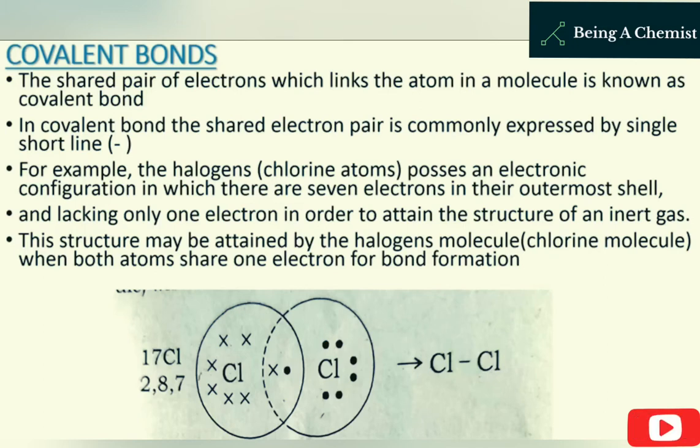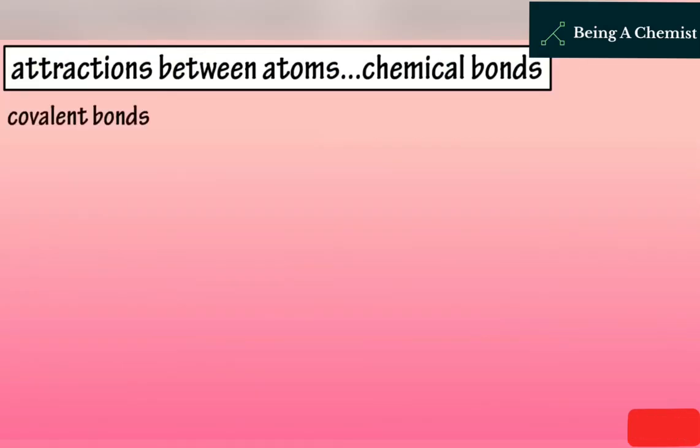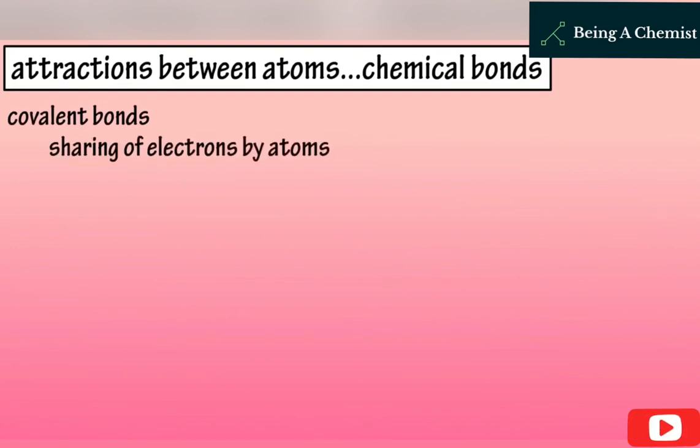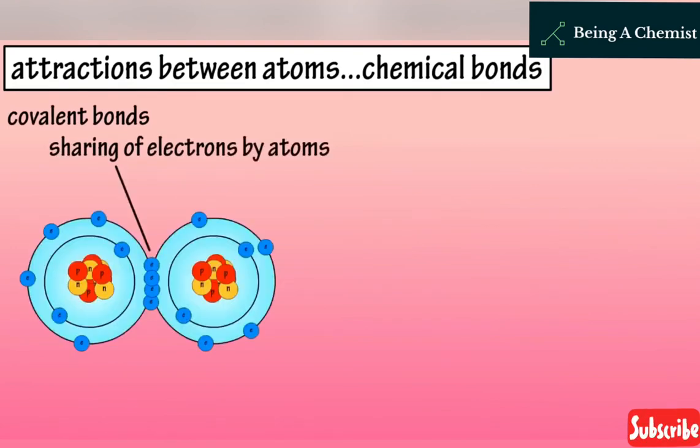This structure may be attained by the halogen molecule, that is the chlorine molecule, when both atoms share 1 electron for bond formation. So if there are 2 chlorine atoms and both share 1 electron with each other, as a result a chlorine covalent bond will be formed and they will attain the inert gas configuration. Have a look at the example of covalent bonds, that is, sharing of electrons by atoms. As you can see here, electrons will be shared between the 2 atoms.